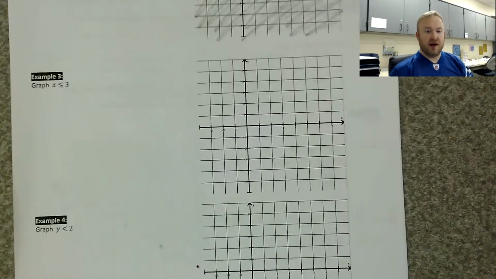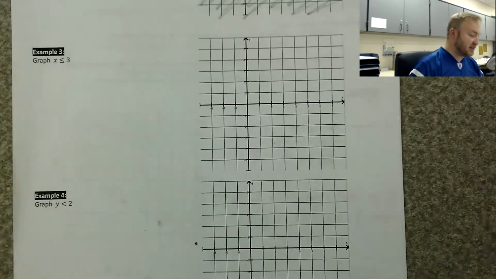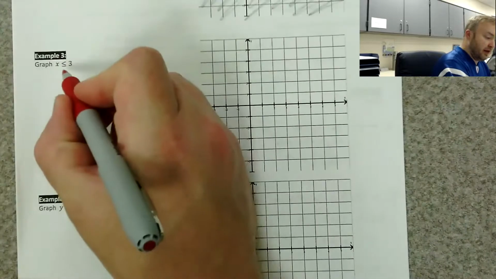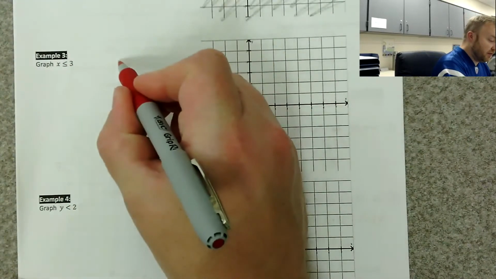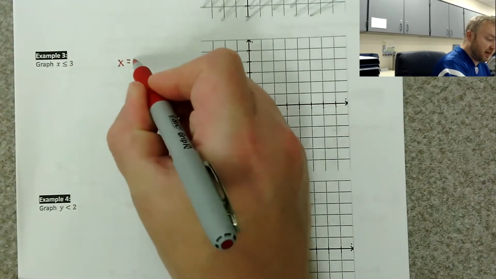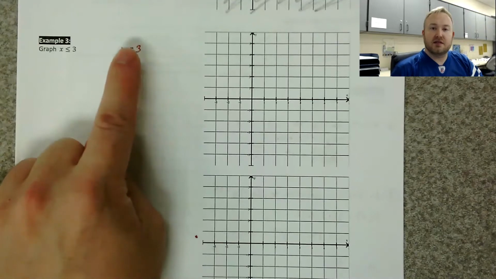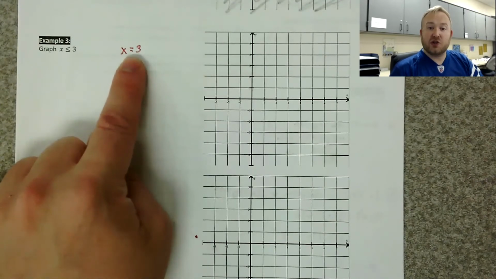All right, we're moving right along here. Example 3 says x is less than or equal to 3. There is an or equal to here, so the first thing I'm going to do is to graph the line x equals 3, and this tricks some people up sometimes. What this means is that every point on this line has an x coordinate of 3.